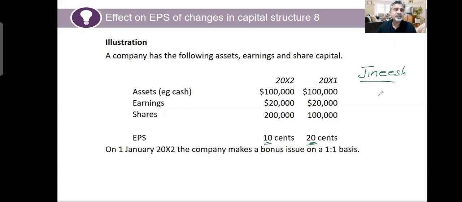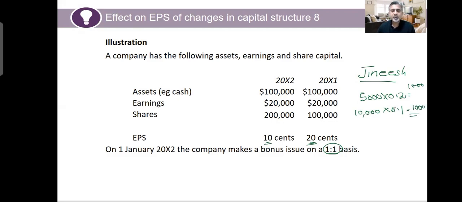I say, Janish, how many shares did you have last year? He said, last year I had 5,000 shares and each share was making 0.2. I say, when I gave you the bonus, now you have 10,000 shares. Remember, 1 to 1. And each share is making 0.1. So your total earning is the same. If you multiply 5,000 by 0.2, the answer is 1,000. And 10,000 by 0.1, the answer is still 1,000.